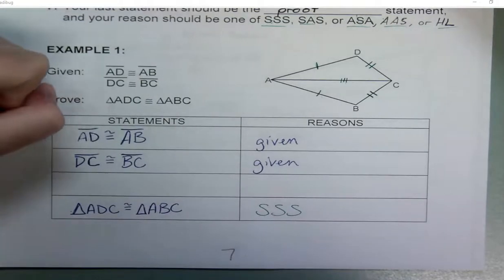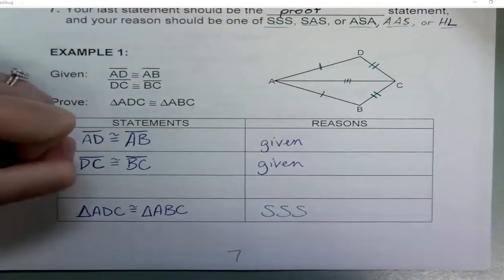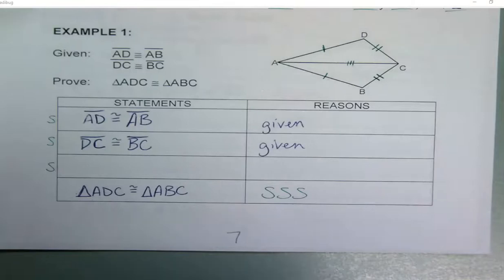And so what I'm going to write over here are these 3 letters, because those are the 3 things we need to prove in order to show that side, side, side shows congruence. Sorry about that.